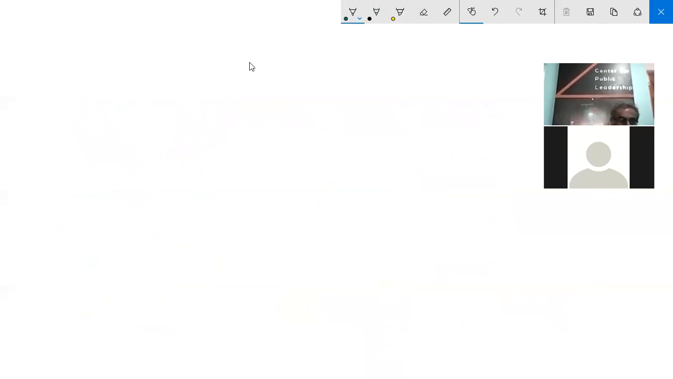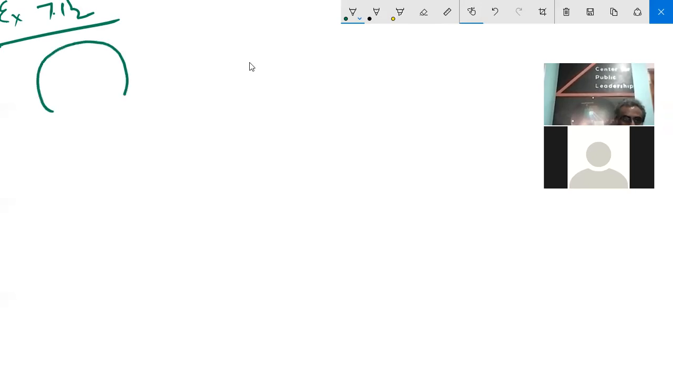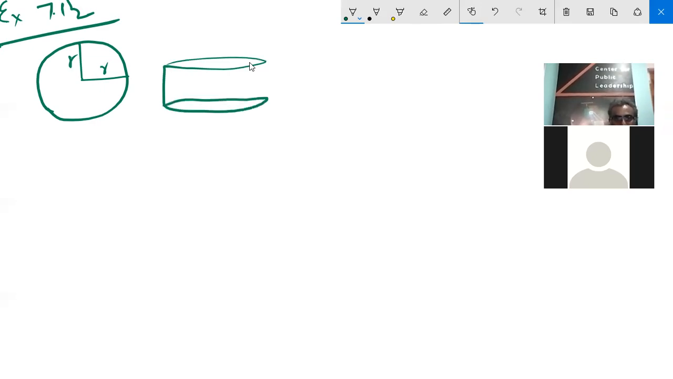Okay. Example 7.12. Now it's saying, see, there's a nice example. There is a sphere. Okay. So the radius is R. Then there is a cylinder. The radius is R. Okay. The height is also equal to R for the cylinder.